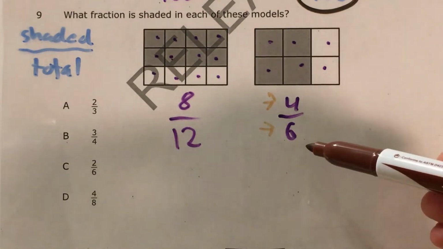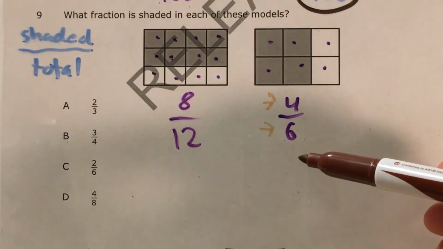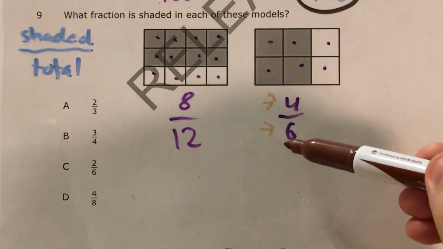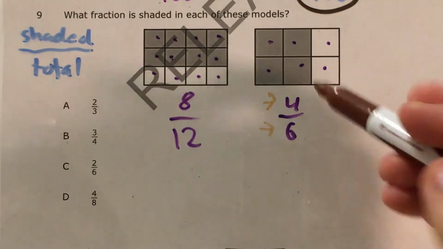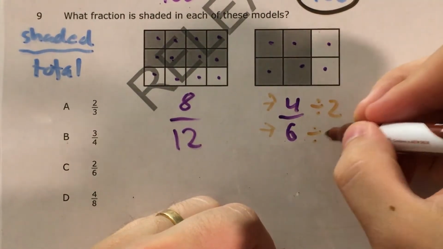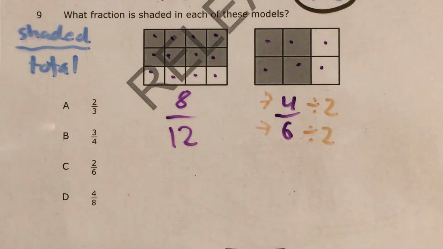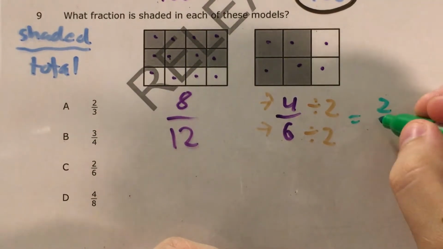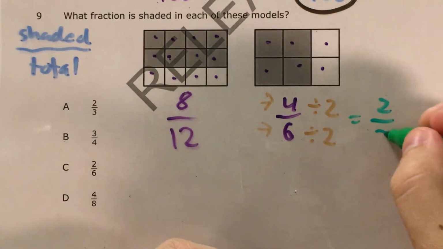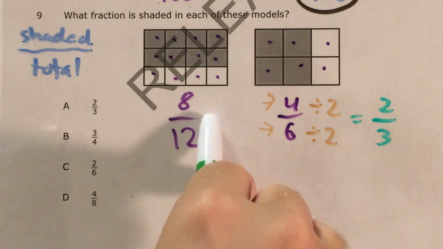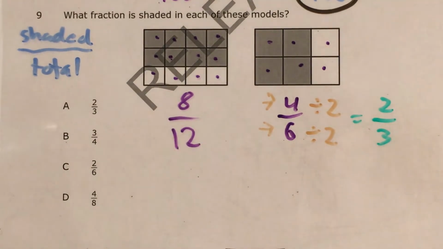So if I do that with 4 out of 6, the biggest number that I can see fitting into both of these as a factor is 2. So I'm going to do 4 divided by 2 and 6 divided by 2. 4 divided by 2 is going to get me 2. 6 divided by 2 is going to get me 3. Now I can see that one of my answer choices is 2/3, but I'm going to figure out this other fraction just to be safe, just to make sure that I've done all that I can.